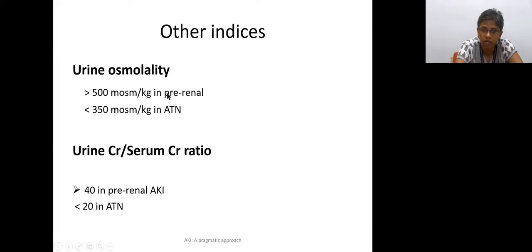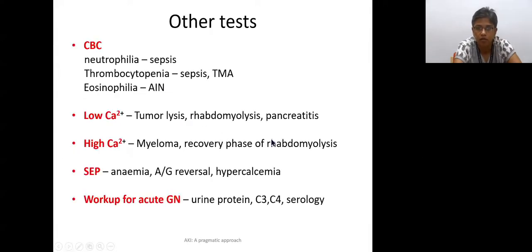High urine osmolality points to a pre-renal cause. Like I said, the urine is more concentrated, and a failure to concentrate urine would be seen in acute tubular necrosis. Okay, right. Other important tests are: the presence of neutrophilia would point you towards sepsis. Thrombocytopenia, think of a thrombotic microangiopathy. Eosinophilia, think of an interstitial nephritis.